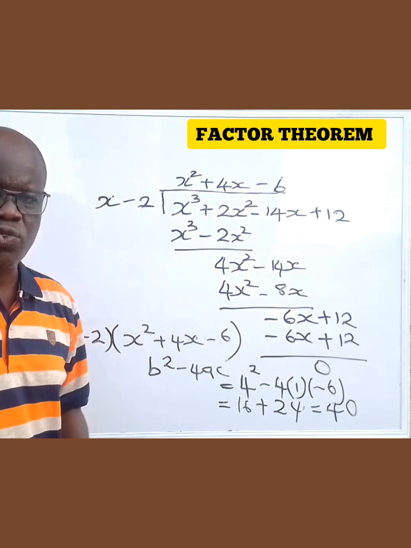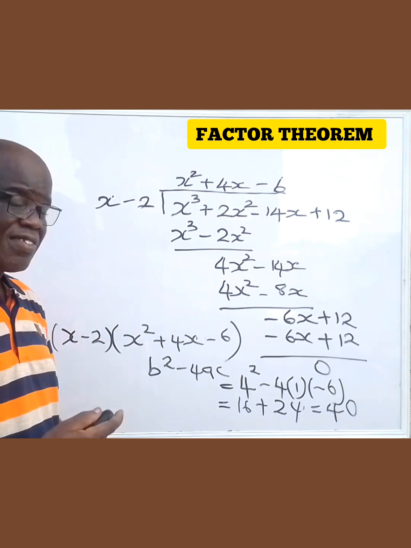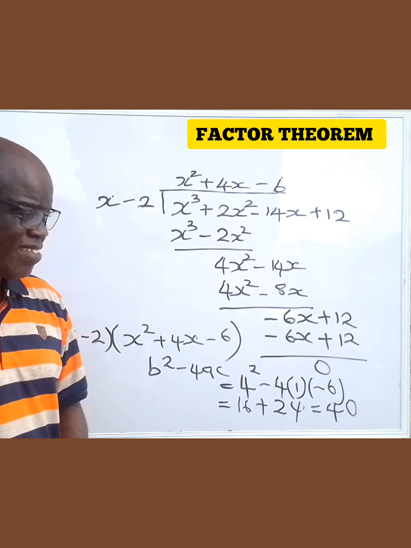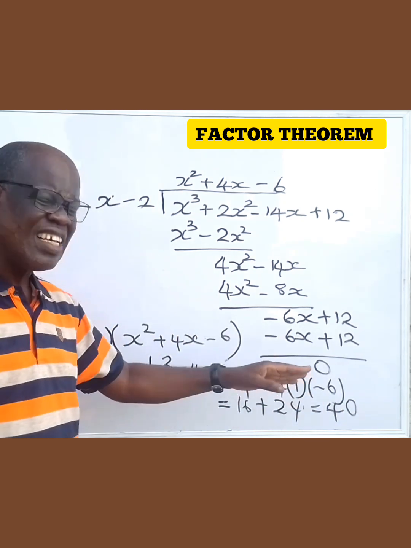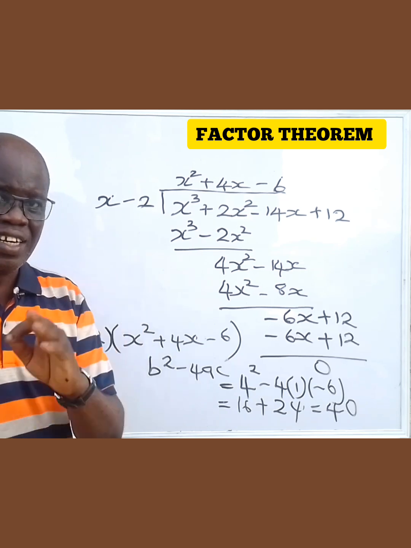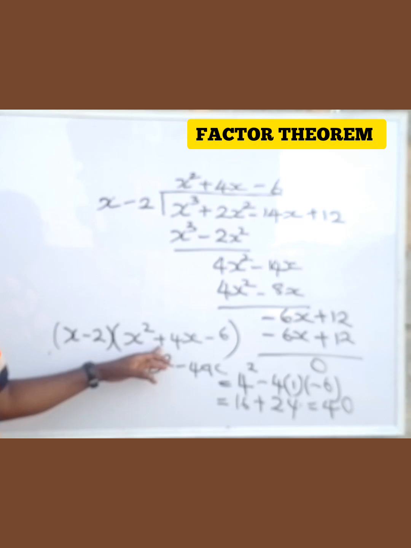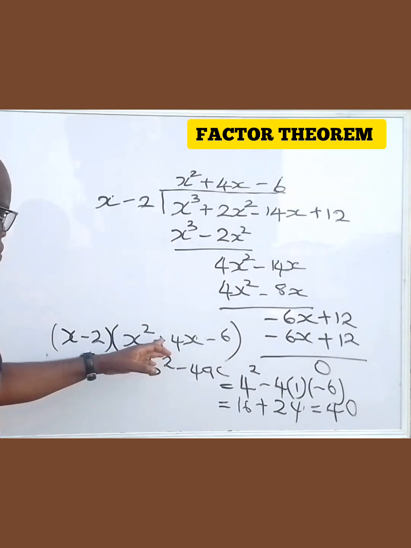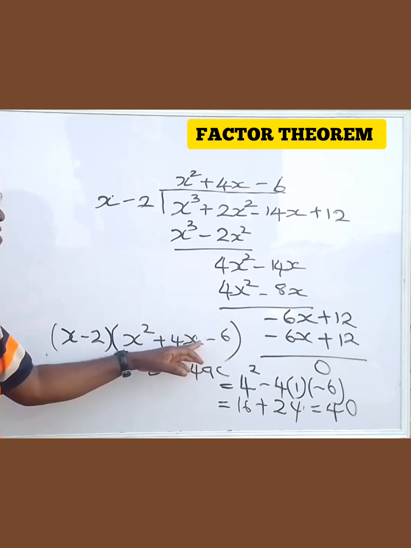Is 40 a perfect square? 40 is not a perfect square. 49 is a perfect square, 7 times 7. 36 is a perfect square, 6 times 6. But 40, there is no two identical numbers that can give us 40 exactly. Therefore, it means that this one, you cannot factorize it further. So you now have x minus 2 into x squared plus 4x minus 6.